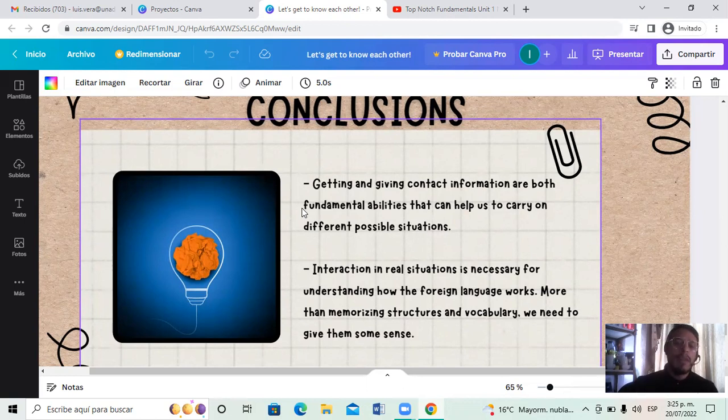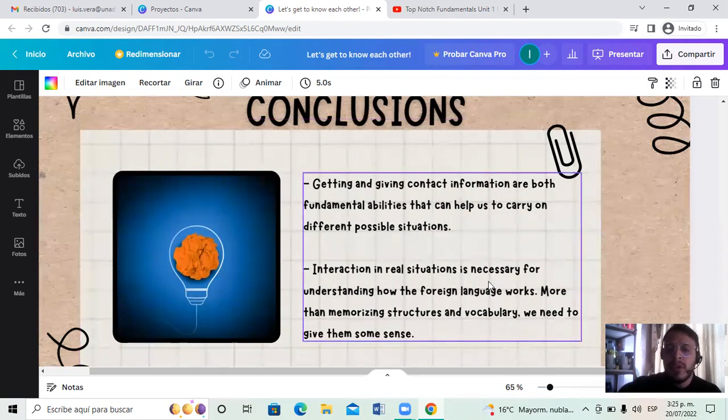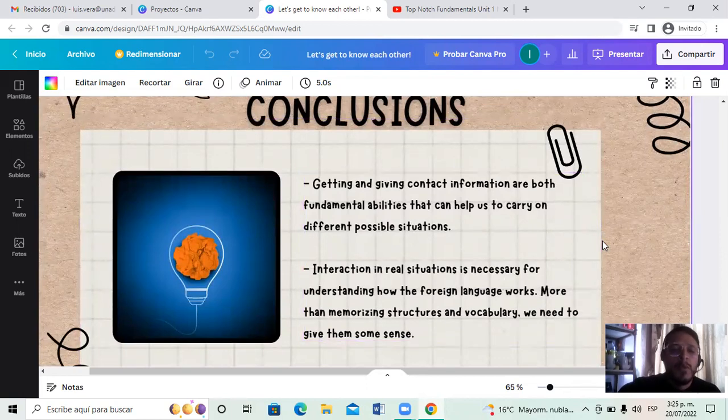Okay. And second, my students, second conclusion, interaction in real situations is necessary for understanding how the foreign language works. Okay. La interacción es fundamental a la hora de aprender inglés. No basta solo con memorizar estructuras y vocabulario. No, necesitamos darle un sentido. Y cuando usamos esta información en situaciones reales significativas para nosotros, es que realmente aprendemos a usarla.